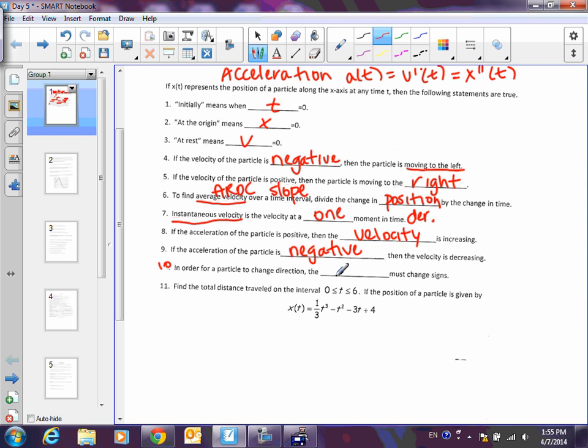All right. In order for a particle to change direction, what must change signs? Velocity. And it's important here that you really say change signs. When v equals 0, when velocity is 0, you may not be changing directions. A good example of this is when you stop at a stop sign. You stop and you keep going forward most of the time. Sometimes you turn, but you rarely stop at a stop sign and then reverse. That's rare. Hopefully it's rare.